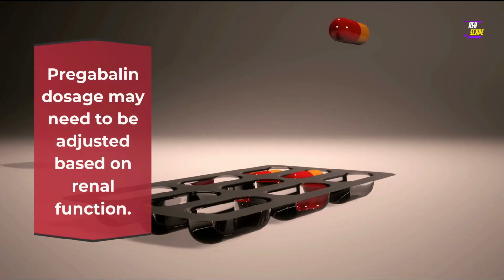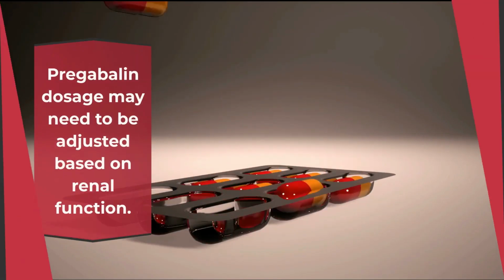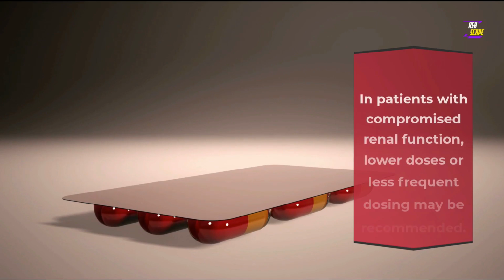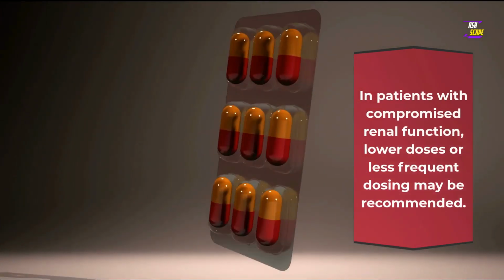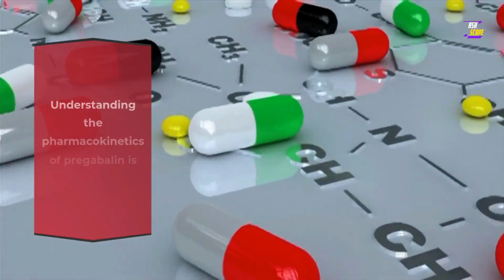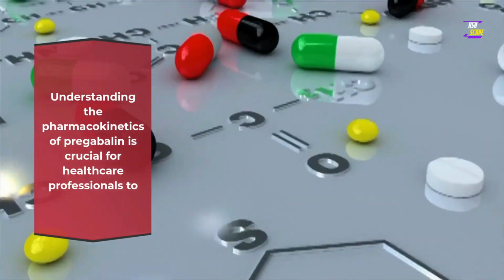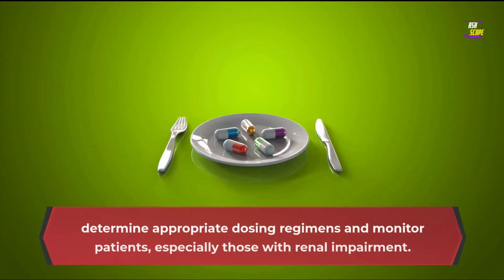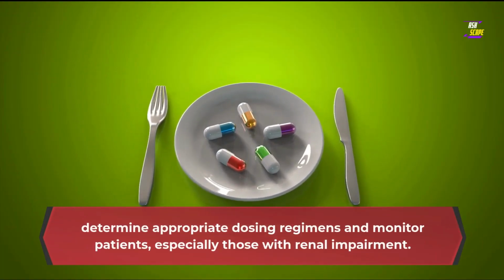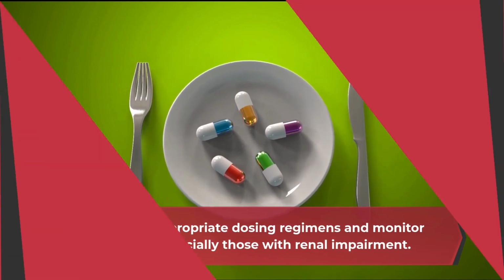Pregabalin dosage may need to be adjusted based on renal function. In patients with compromised renal function, lower doses or less frequent dosing may be recommended. Understanding the pharmacokinetics of pregabalin is crucial for healthcare professionals too. Determine appropriate dosing regimens and monitor patients, especially those with renal impairment.